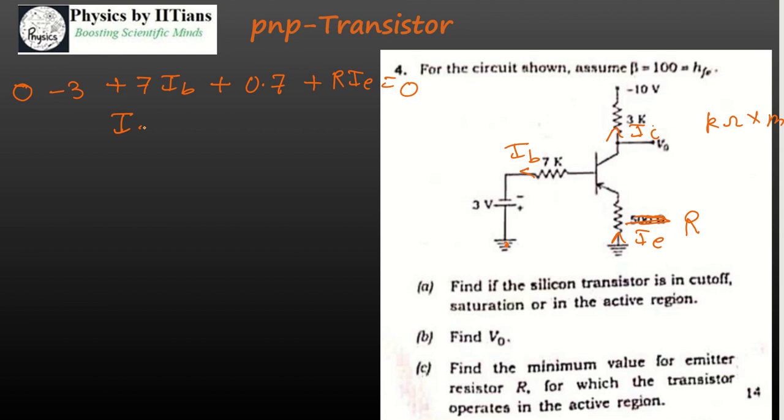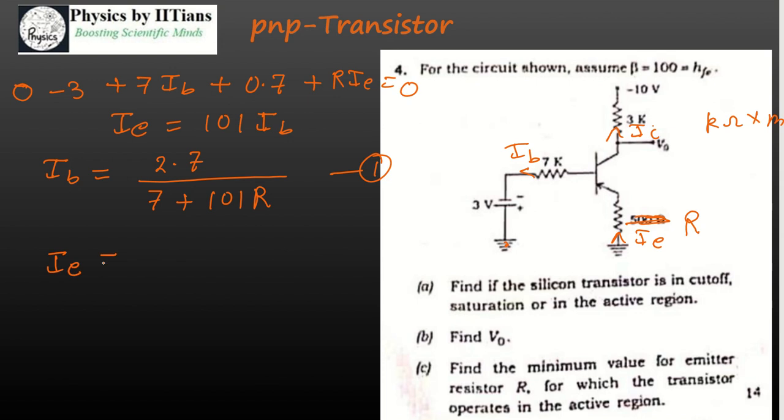Again we can use the relation that IE is nothing but 101 IB, that is, beta plus 1 times IB, and we can substitute it here. So we will get the current IB in terms of capital R, and if we solve this carefully, we get IB to be 2.7 over 7 plus 101 R. So this is the first equation. From this we can directly find the emitter current, which will be 101 times this IB, so it will be 2.7 times 101 over 7 plus 101 R. So this is the second equation.